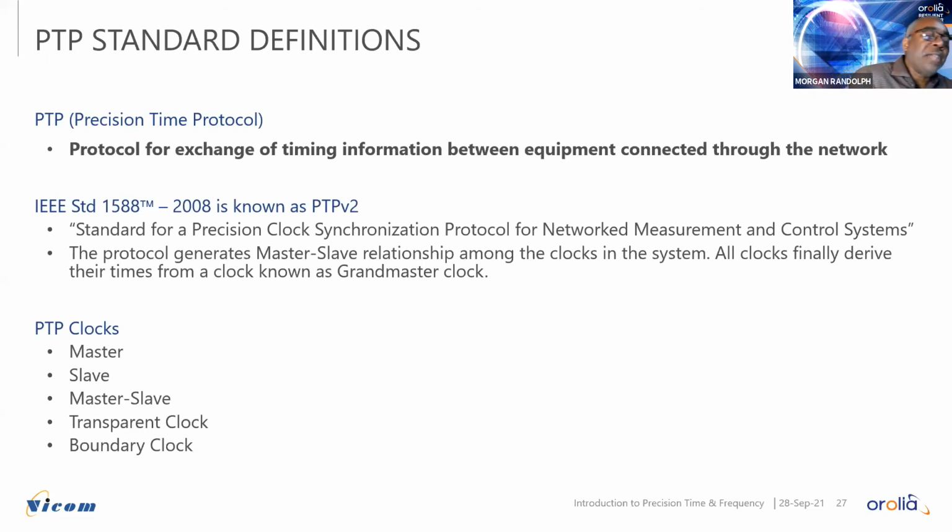The PTP clocks, the different clocks you have within the PTP protocol: you have a master, you have a slave, you have a master-slave, which is typically referred to as a hybrid clock. You have the transparent clock, and you have a boundary clock. We'll touch base on all of that as we go through here. But the main thing is the master clock is going to provide time to all your slaves, and the Grandmaster is the big daddy of all of the masters.